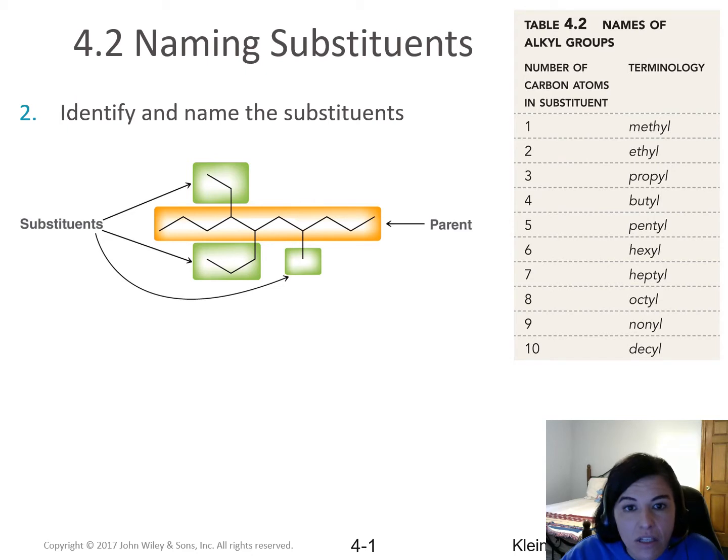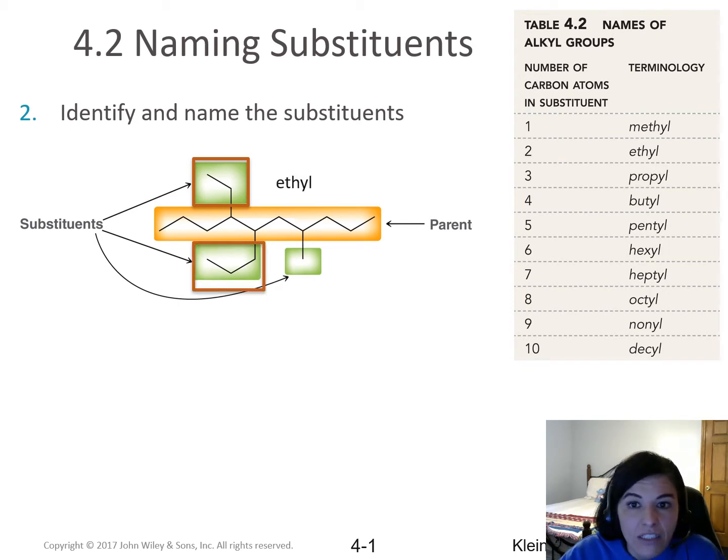Okay, so let's look at our first substituent right here. There are 2 carbons I can see. A 2-carbon chain is referred to or called ethane, but as a substituent, we will refer to it as ethyl.